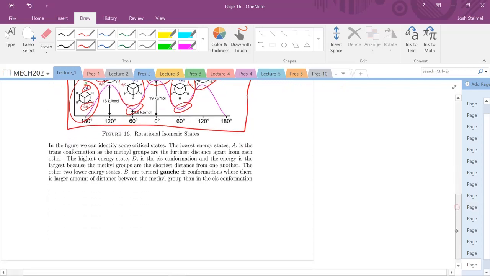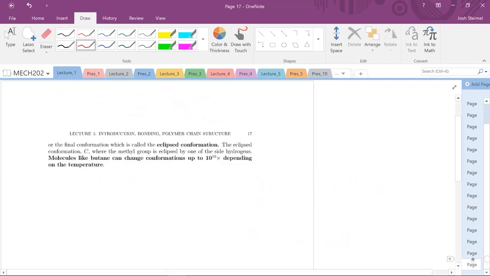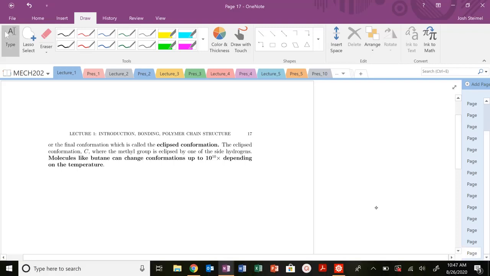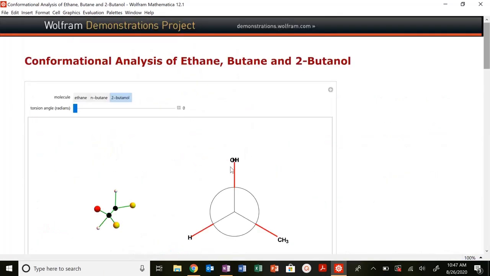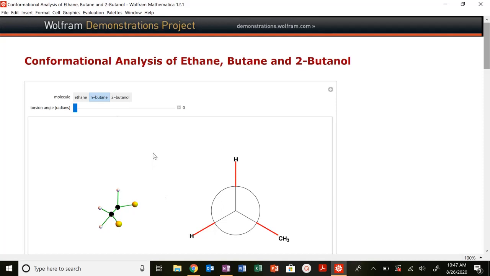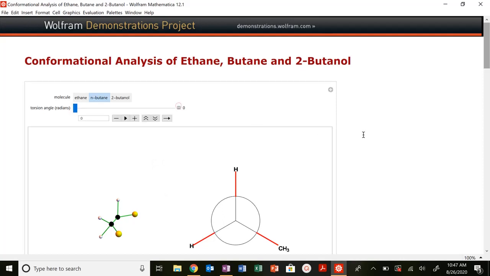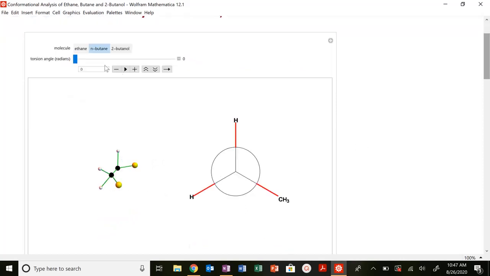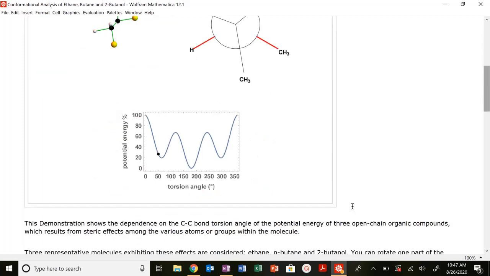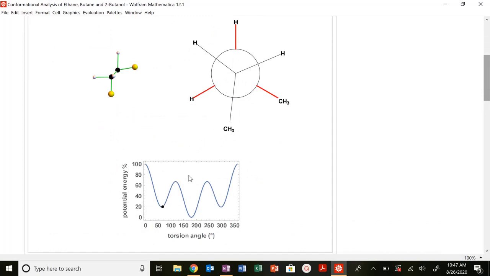This is really hard to visualize and draw out, but one of the beautiful things about Mathematica, and I'm not a Mathematica salesman, is you can look up these demonstrations. This is the exact molecule, n-butane, that we're dealing with here. So we can look and see how those different conformations and angles map onto our potential energy curve here.